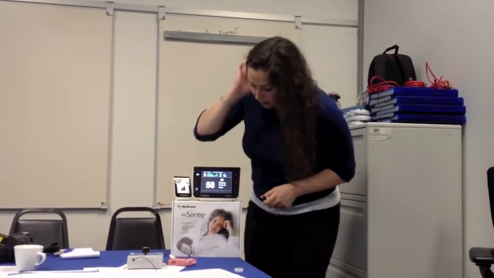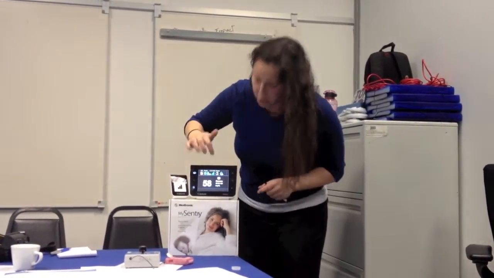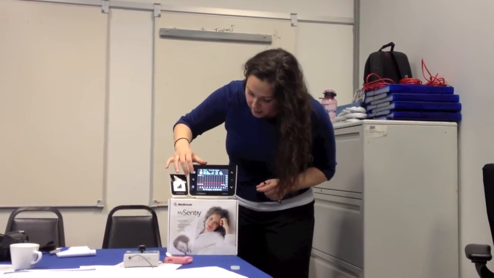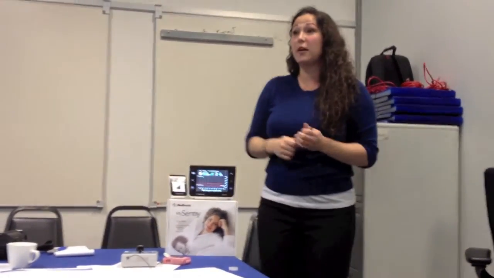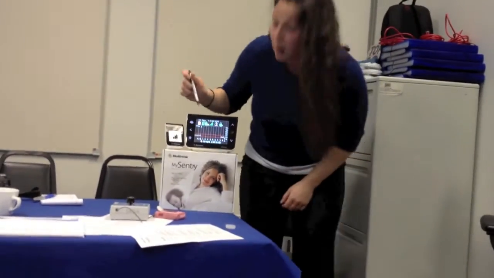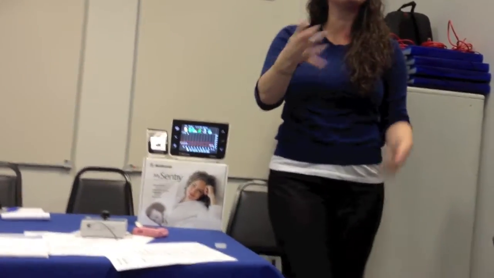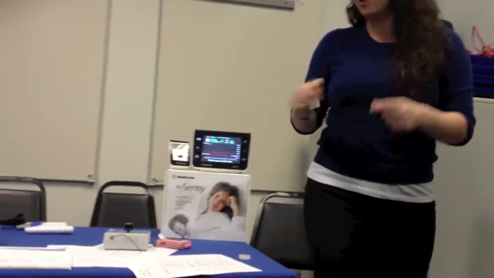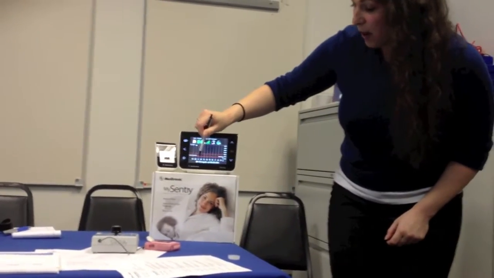Okay? So we'll go through, and I'd like to show you some of the other screens. This is going to be the trend graph screen. What you can do here is go 3, 6, 12, or 24 hours, similar to the way our insulin pump shows. And you'll be able to see what's going on with the trend graph.